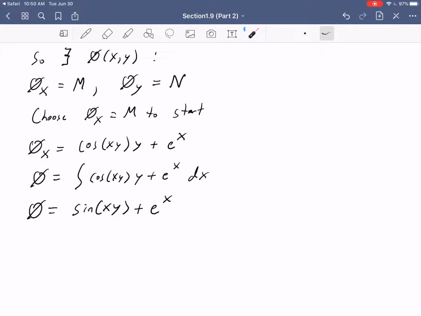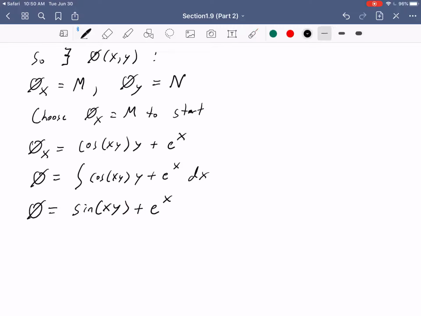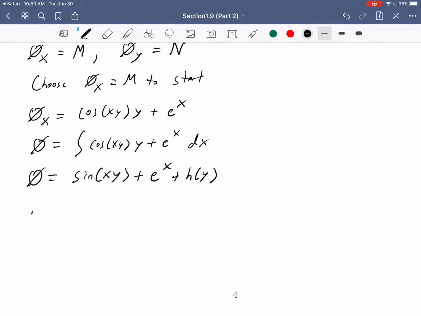If it's a little unclear how we did that u substitution with this sort of partial integration, just keep in mind you could check by differentiating this. If you differentiate, you get cosine xy times the derivative of the inside, which, since we're taking a derivative with respect to x, is going to be that y, and then we get back to where we started. And then, of course, we have our unknown function, but it's going to be an unknown function of the other variable, which is y. So now we can use that phi sub y equals N.